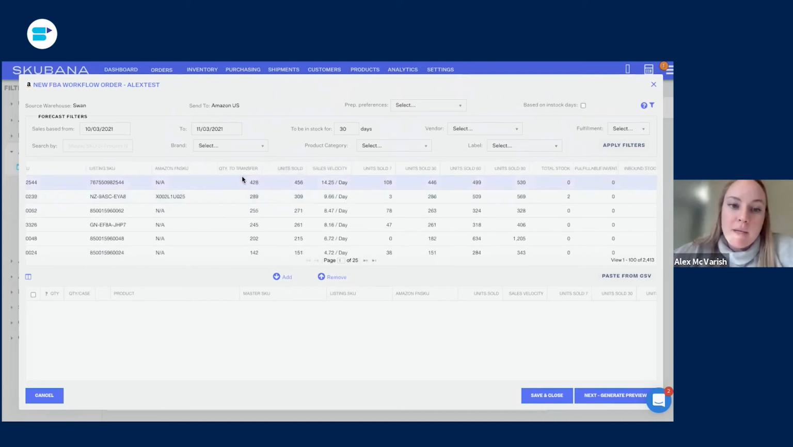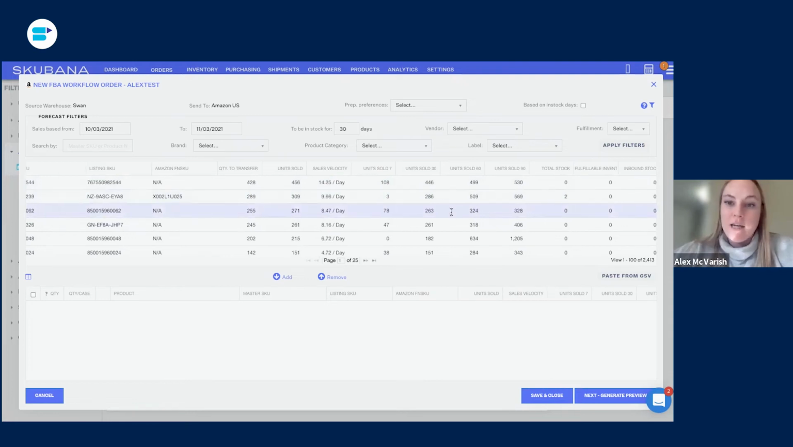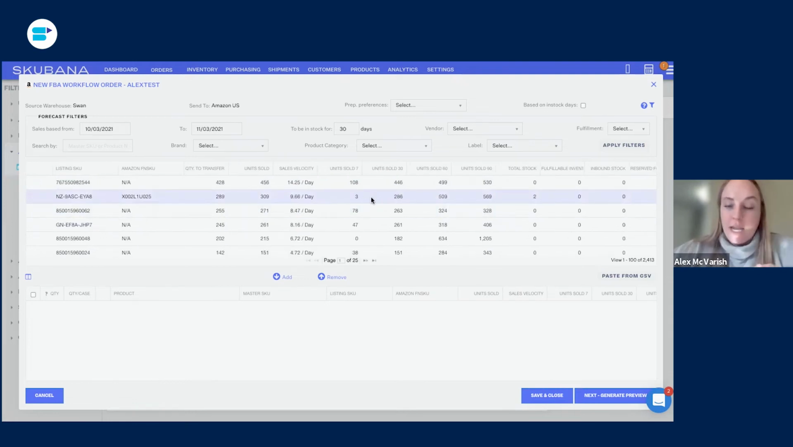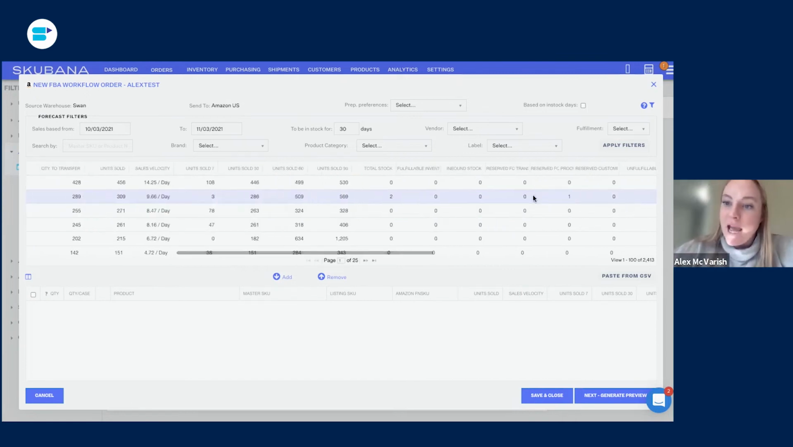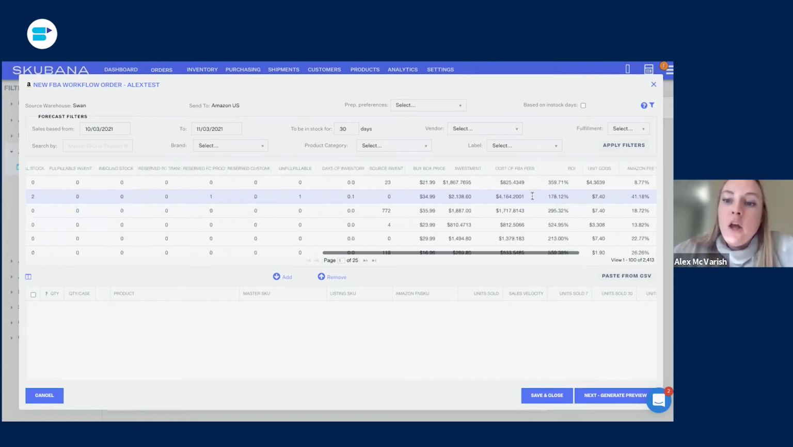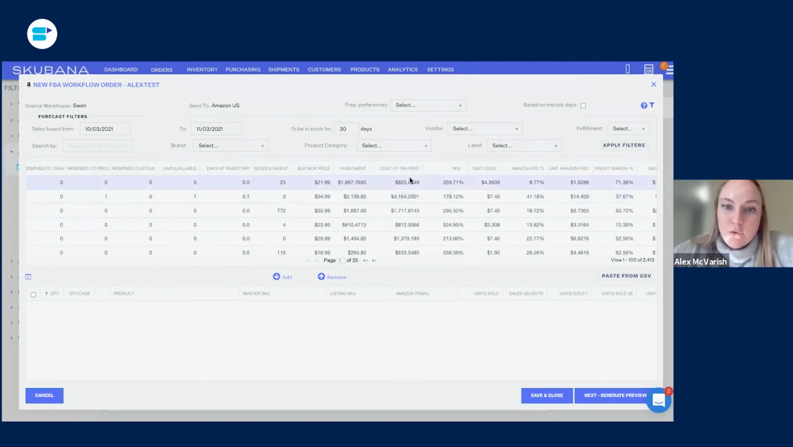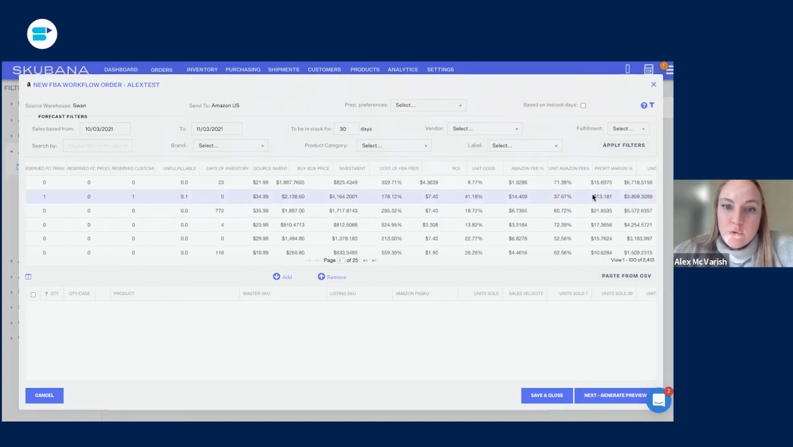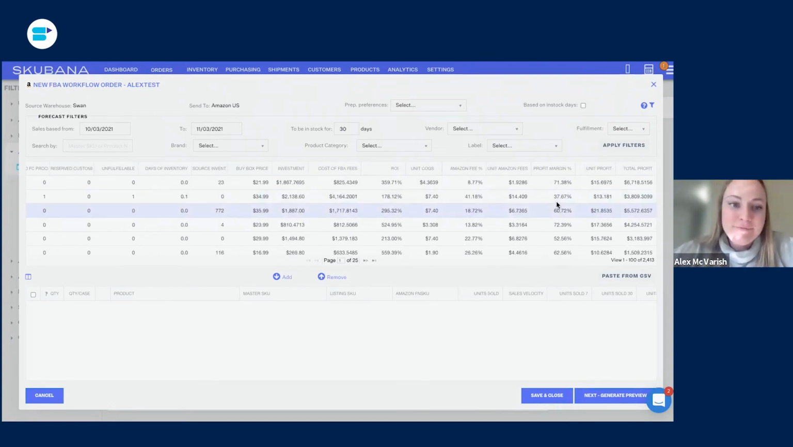We also make recommendations of the quantity of units that you should send to FBA based on your sales velocity. So we'll show you the number of units sold within the given time frame, sales velocity. We'll do a breakout of days here of the number of units sold across each of these time frames. We'll show you how many units you have at FBA, etc. We also show you some financial information that we are generating based on Amazon fees, profitability data, all of that fun stuff.